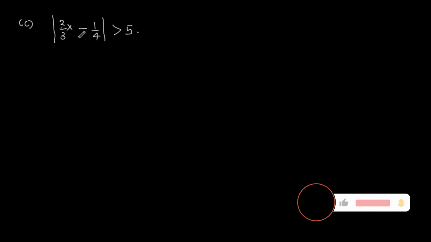Let's proceed to the next part, part C of the question, that talks about |2/3 x − 1/4| > 5. Now, if you get such kind of inequalities, what do you do? Don't panic. When you get fractional inequalities, it's similar to fractional equations. What we have to do is write this without the bars, and then get rid of the denominators. So let's get started.